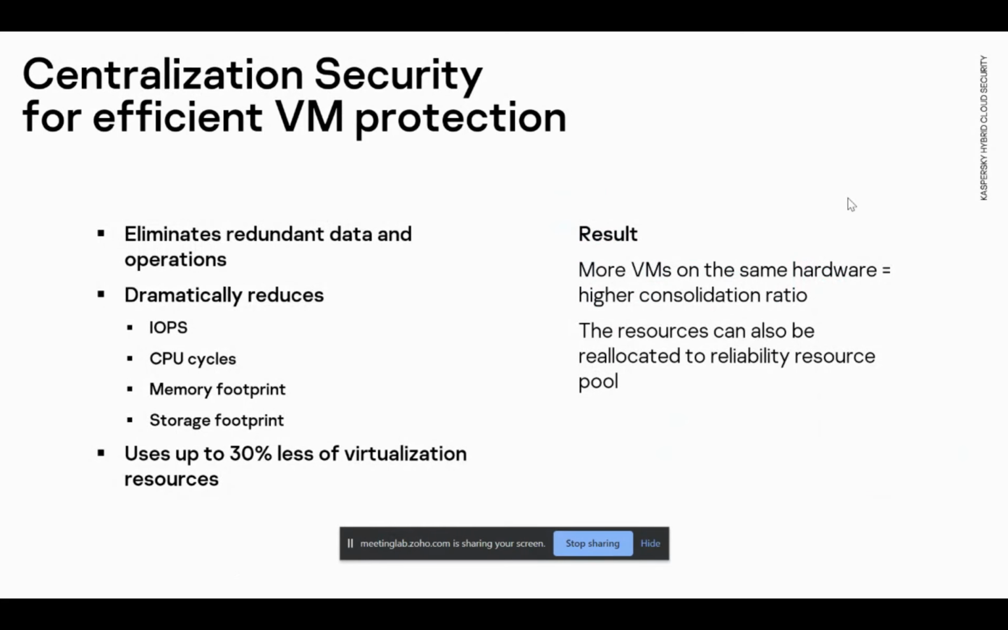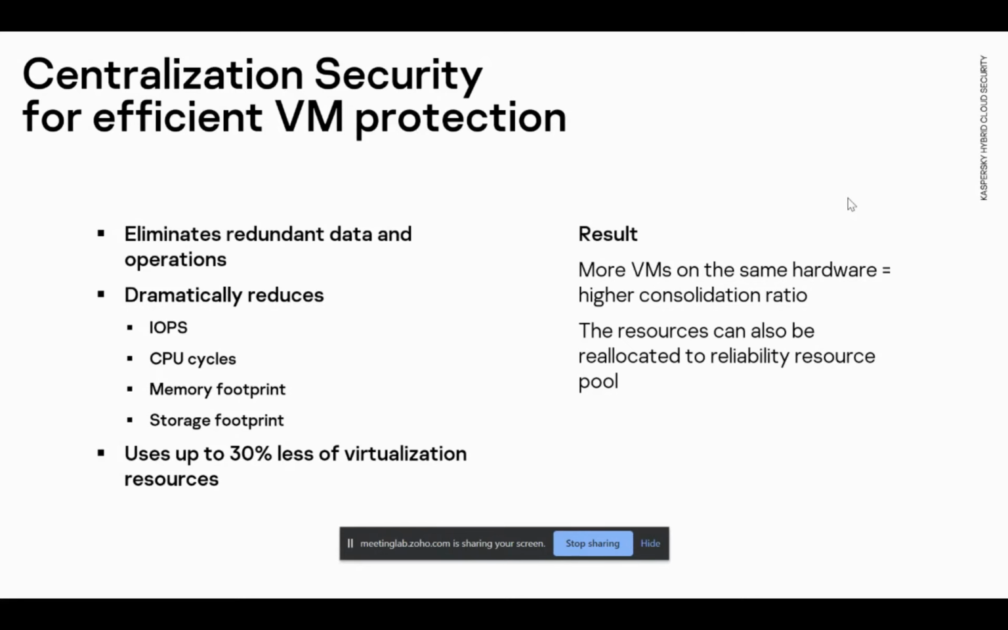So, centralization security for efficient VM protection. Centralizing your security is a must for efficient VM or virtualized environment protection. What it does is eliminate redundant data and operations, so you don't need to scan things over and over again. If something is found by one particular endpoint, it can be shared across. We'll see what centralization security means, and how we do it with our light agent and agentless technology. We'll see that shortly.